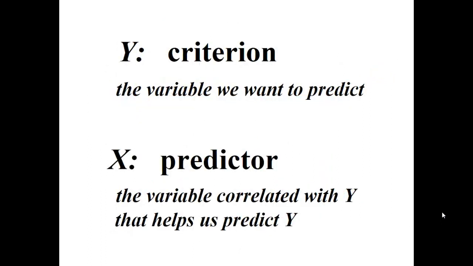Now, in the last lecture, we also learned these new terms. Y, or the criterion, are names for the variable we want to predict. X, or the predictor, are names for the variable correlated with Y that helps us predict Y. So Y is the criterion, X is the predictor. They're the same thing.